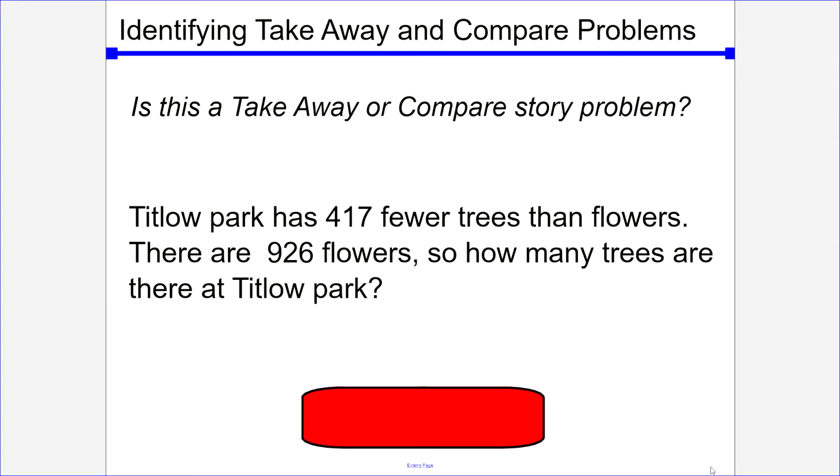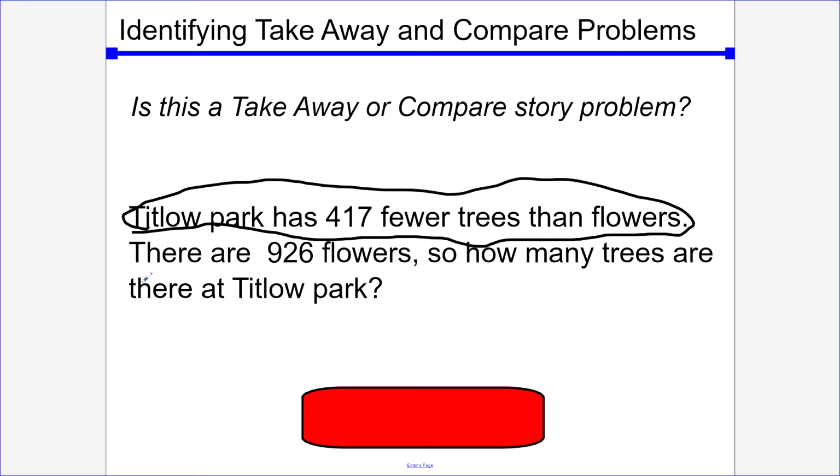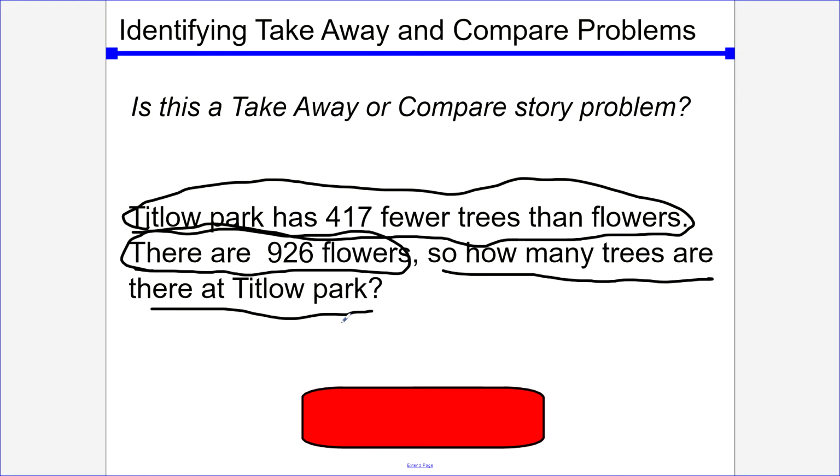Now, 3rd grade, let's look at another problem. This time, you're going to identify the key words that help us know the problem type. Here's the next problem. Titlow Park has 417 fewer trees than flowers. There are 926 flowers, so how many trees are there at Titlow Park? I'm sure you noticed right away that one piece of information is that Titlow Park has 417 fewer trees than flowers. And of course, the other piece of information is that there are 926 flowers. We're trying to find how many trees there are at Titlow.